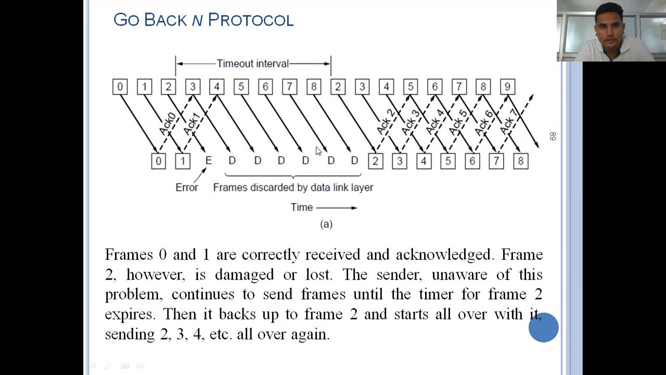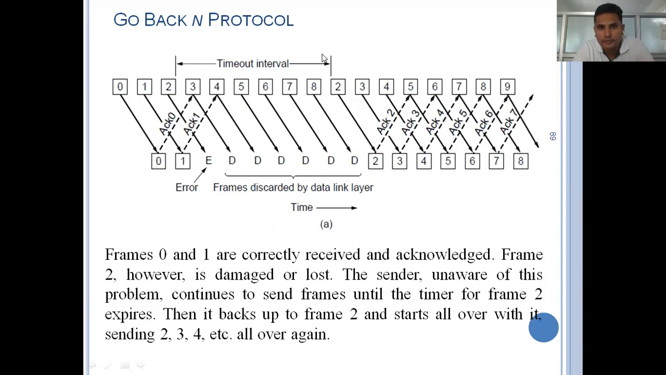Why are all these frames sent again? Frame 0 and frame 1 are correctly received and acknowledged. Frame 2, however, is damaged or lost. The sender, unaware of this problem, continues to send frames until the timer for frame 2 expires.